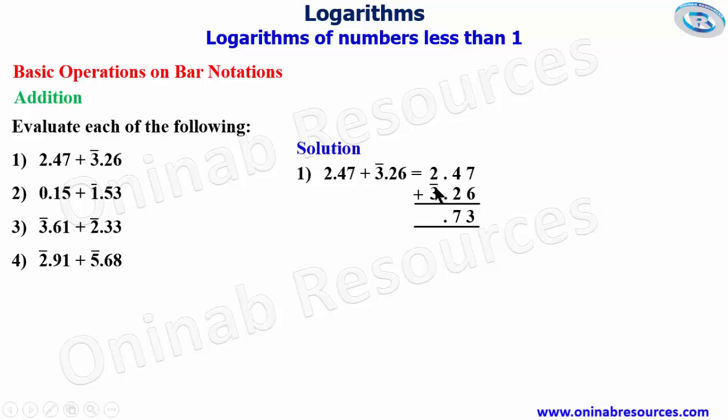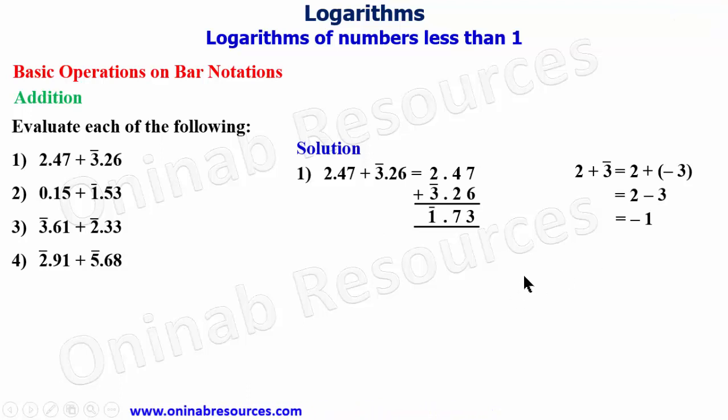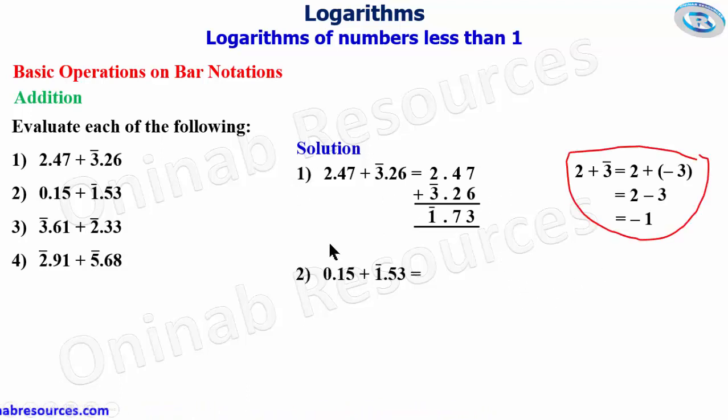We place our point. Here we have 2 plus bar 3. Remember this bar 3 is negative 3. So we are going to treat it as such. So we now have 2 plus negative 3, and 2 plus negative 3 gives 2 minus 3. 2 minus 3 gives negative 1. And this negative 1, transferring it to this place, we have it as bar 1. So that's the end of the solution to problem 1 for addition.